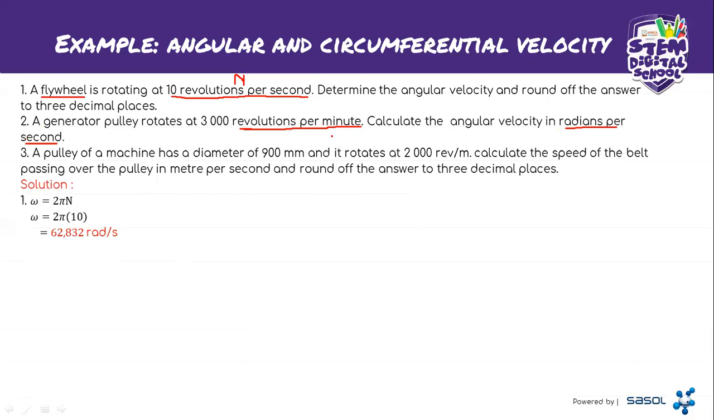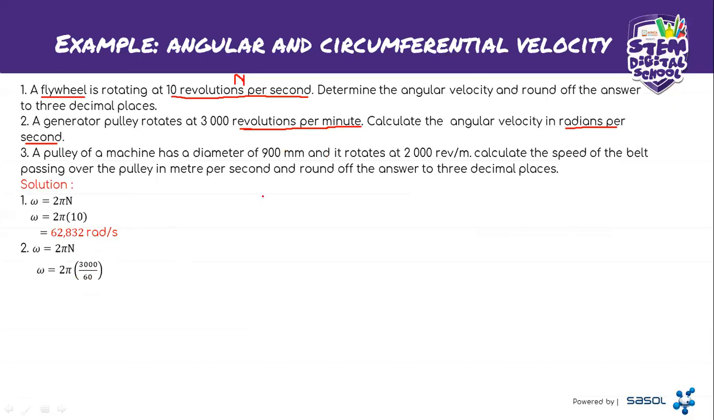But how do we convert that? How do we go about it? Let's see. You can see from the substitution, then N we said is 3,000, but over 60. But why over 60? Remember, per minute, a minute is equal to 60 seconds, right? The 1 minute, meaning per means 1, right? Per means 1. So 1 minute is equal to 60 seconds.